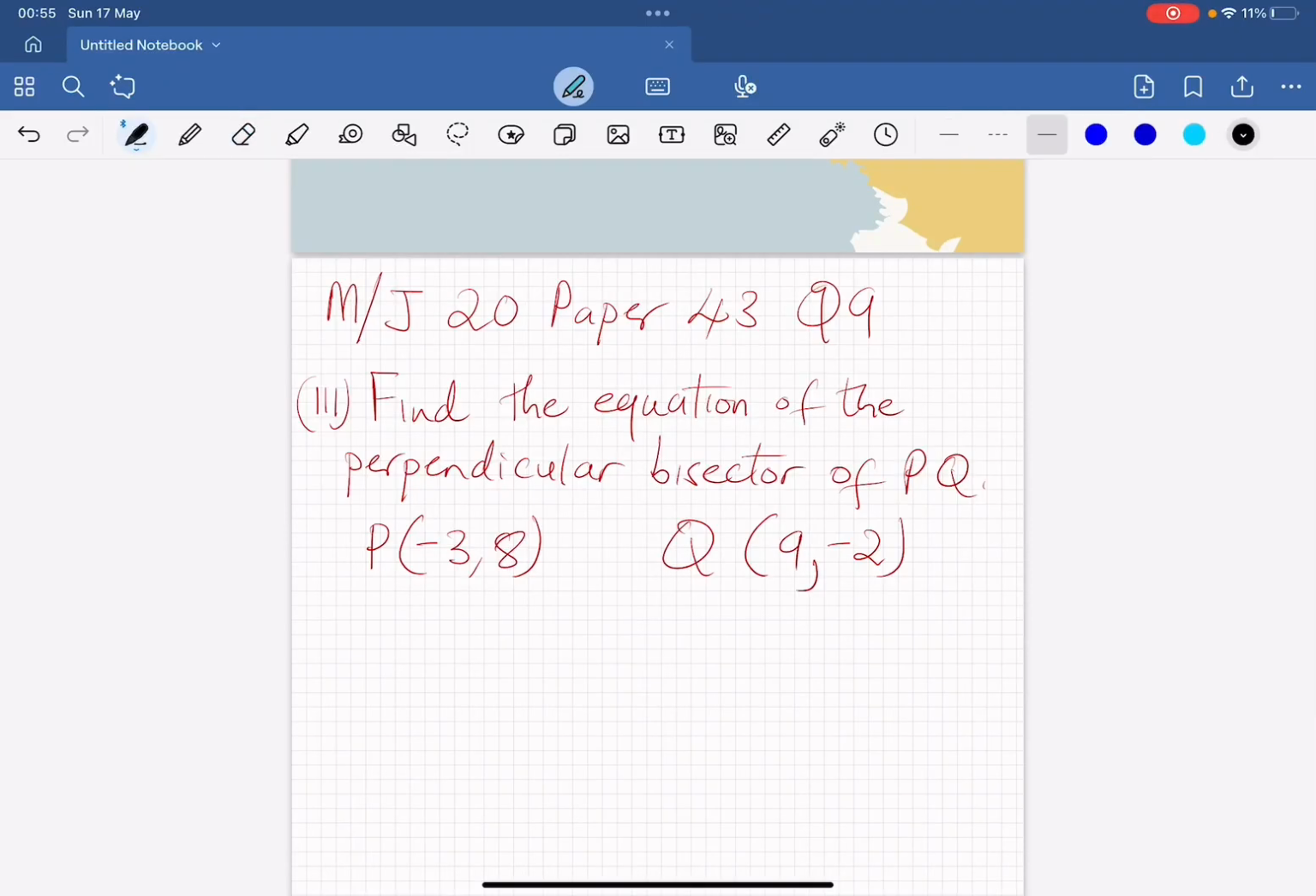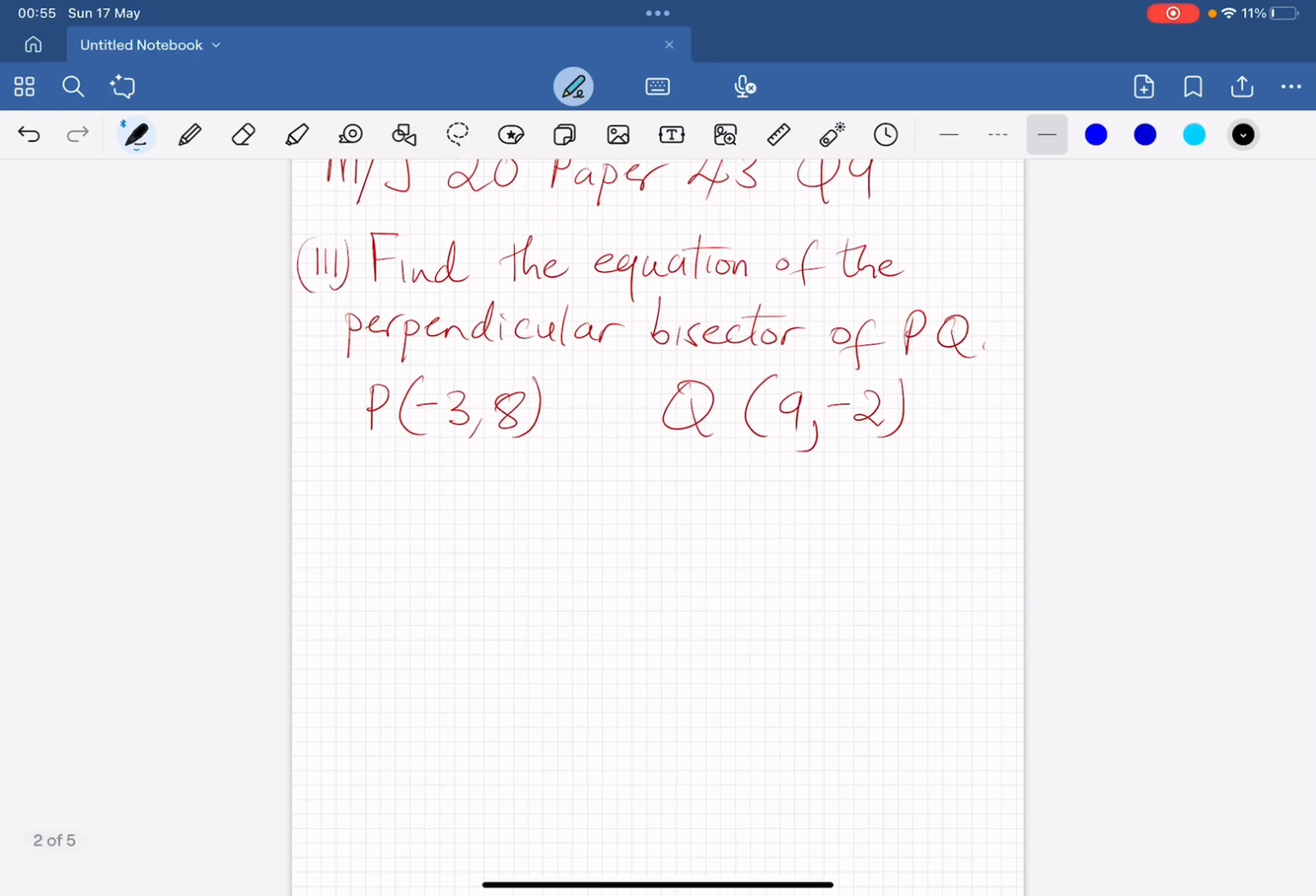The question says find the equation of the perpendicular bisector of PQ. Now, before I start the question, it is important that I illustrate what a perpendicular bisector is. Basically, a perpendicular bisector just means a line which will cut PQ, and when it cuts PQ, it divides it in half, therefore meaning it passes through the midpoint. While doing so, it will cut at 90 degrees.